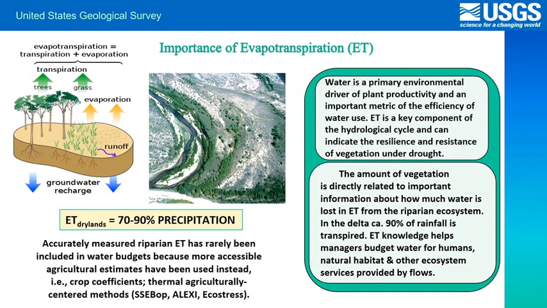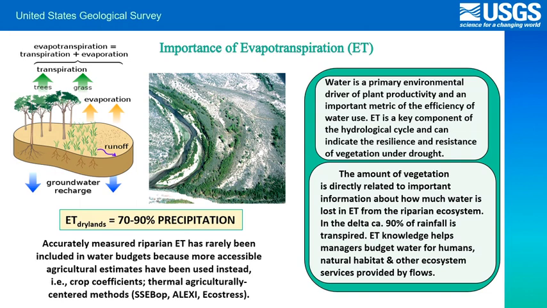The importance of ET is that water is the primary environmental driver of plant productivity and an important metric of the efficiency of water use. ET is a key component in the hydrological cycle and is an indicator of the resilience and resistance of vegetation under drought. The amount of vegetation is directly related to important information about how much water is lost in ET from riparian systems. And in the delta, which is a very dry river area, about 90% of the rainfall is transpired.